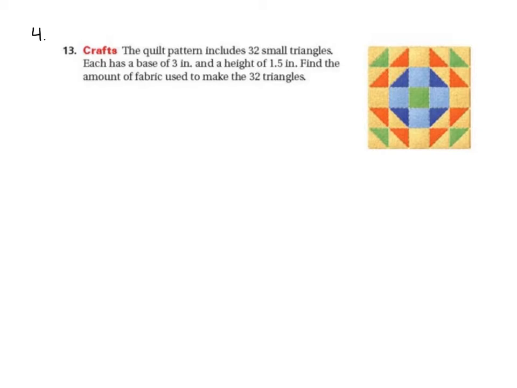The quilt pattern includes 32 small triangles. Each has a base of 3 inches and a height of 1.5 inches. Find the amount of fabric used to make 32 triangles. So let's just focus on one triangle first. It's asking us for the amount of fabric that it would take to cover that triangle. So what are we trying to find, the area or perimeter?